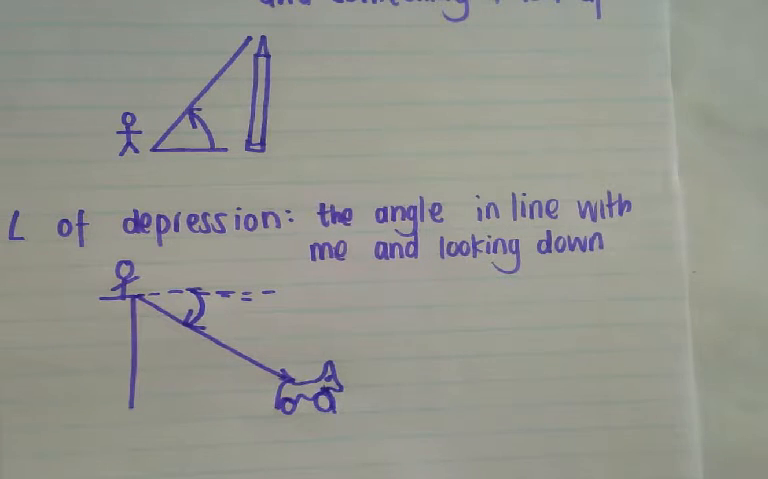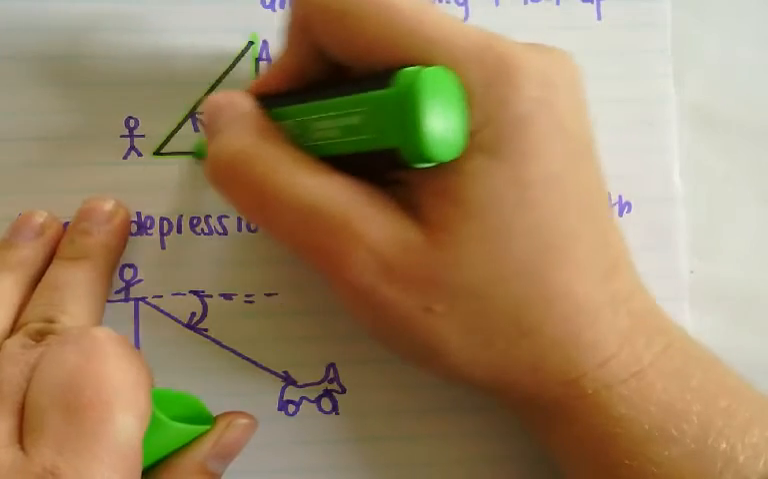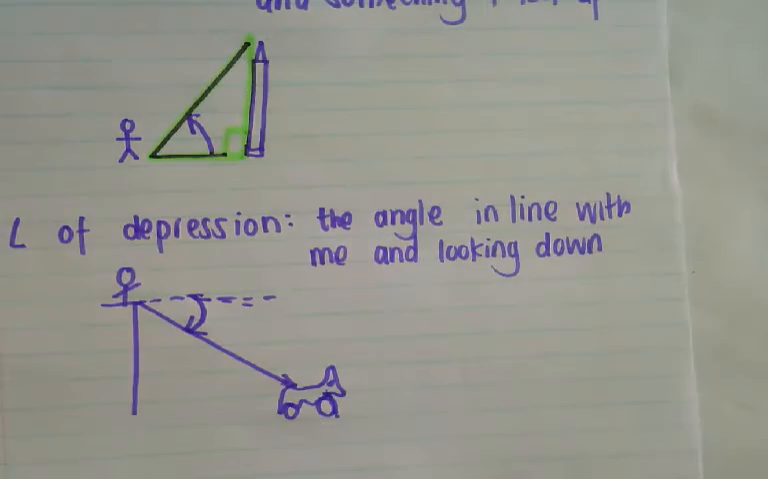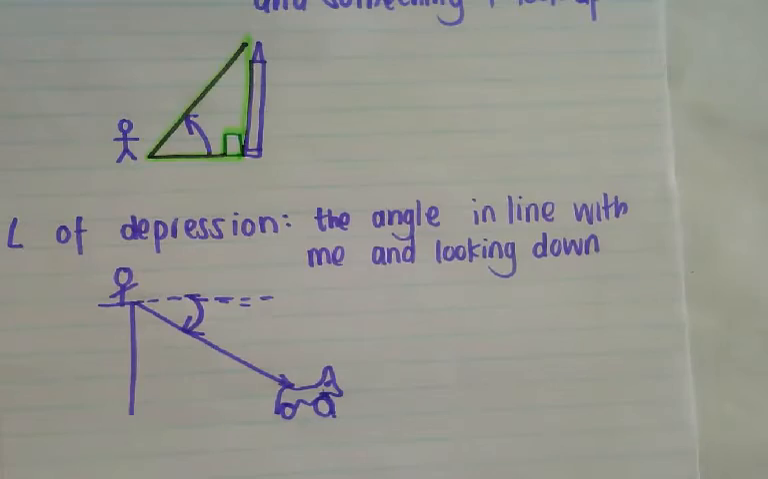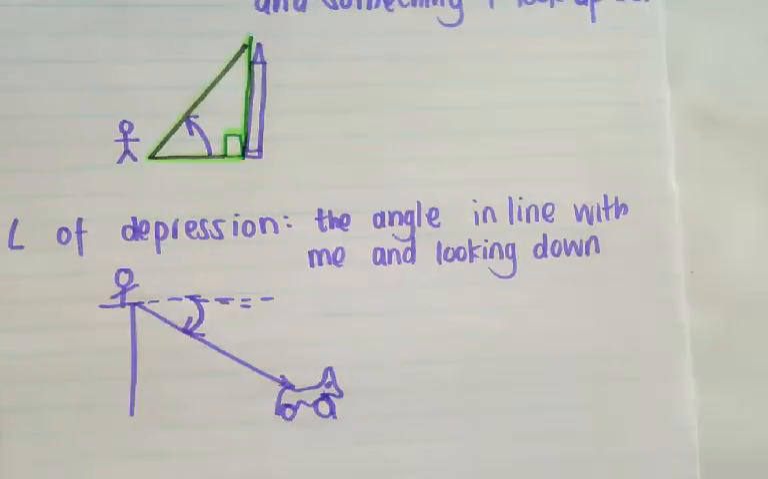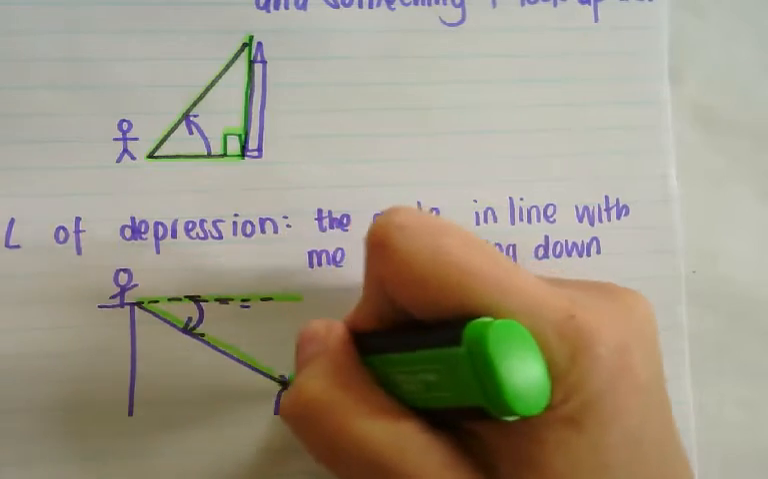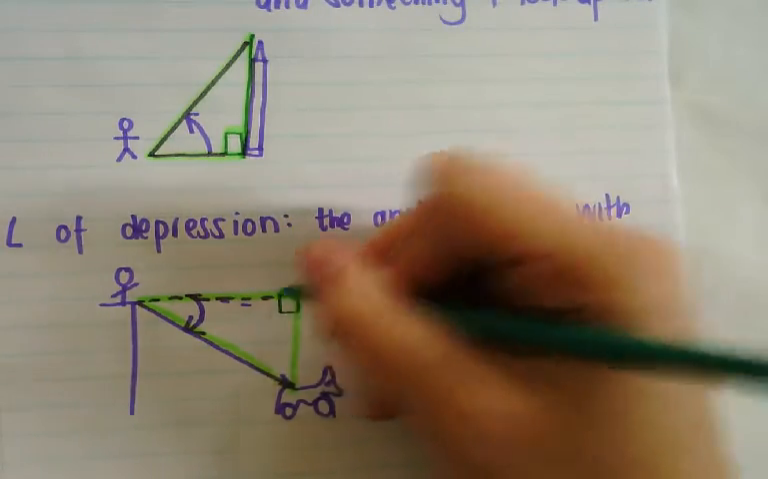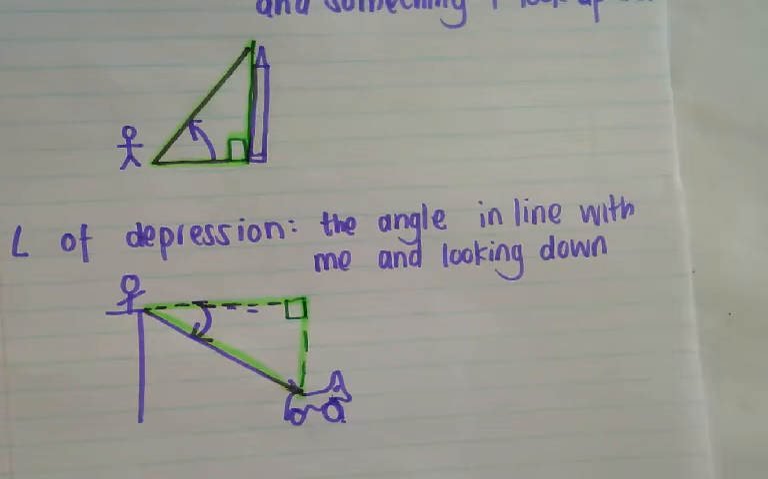So can you see how I have formed right-angled triangles? Here's my right-angled triangle with my right angle there. And I've also formed a right-angled triangle here with my right angle over there. So since I can form right-angled triangles, that means I'm going to be able to use trig.